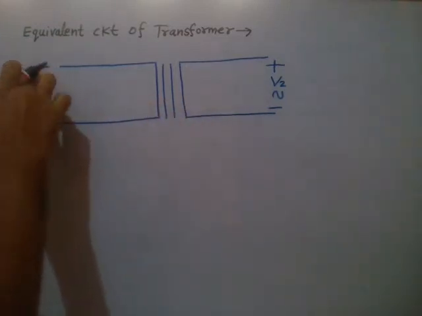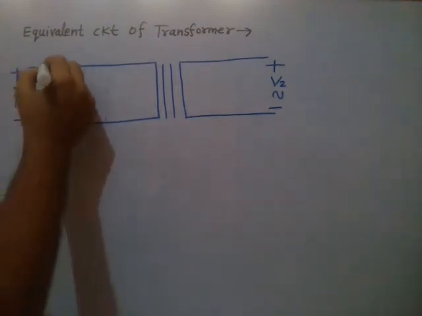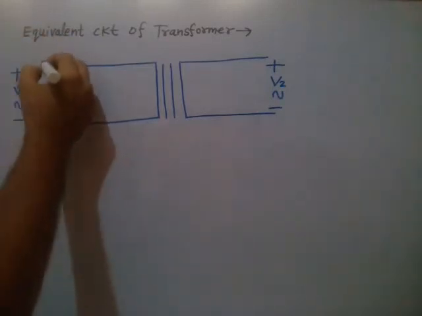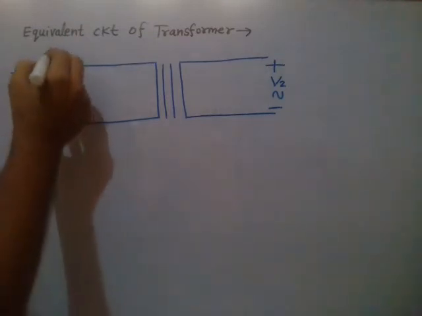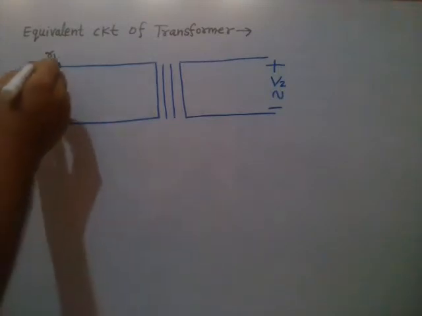So primary winding will be represented by a very small resistance, right? This is the symbol of resistance. Let me call this R1. For the primary winding side, we are representing by suffix 1. For all the quantities, right, which are on the primary side, they are represented by suffix 1, and for the secondary side we will use suffix 2, right, for all the quantities. So this is the primary winding resistance R1.